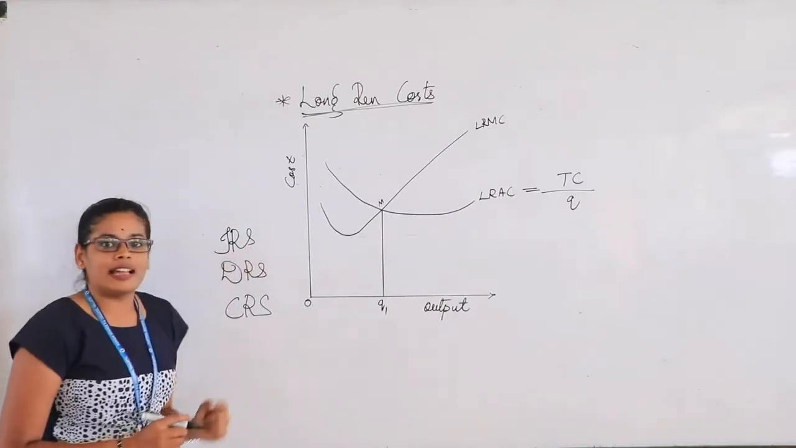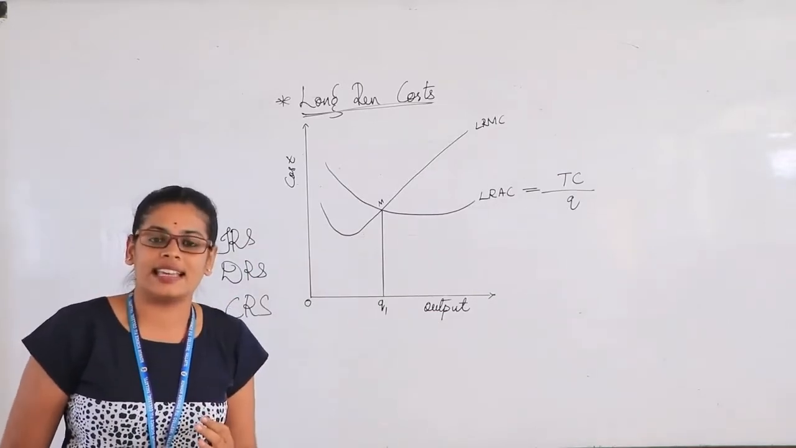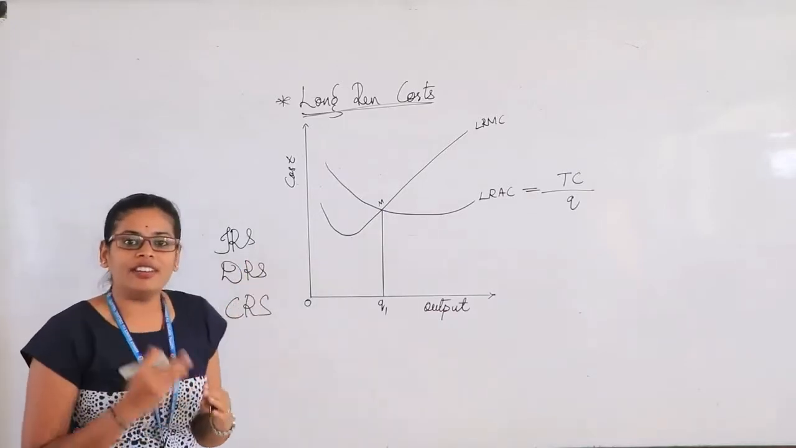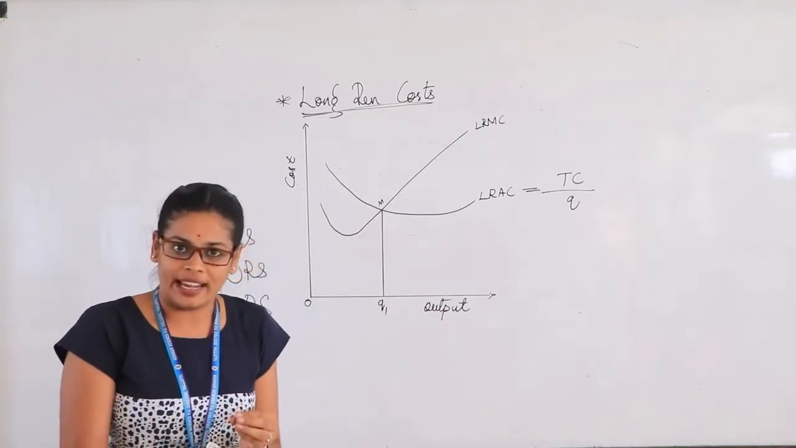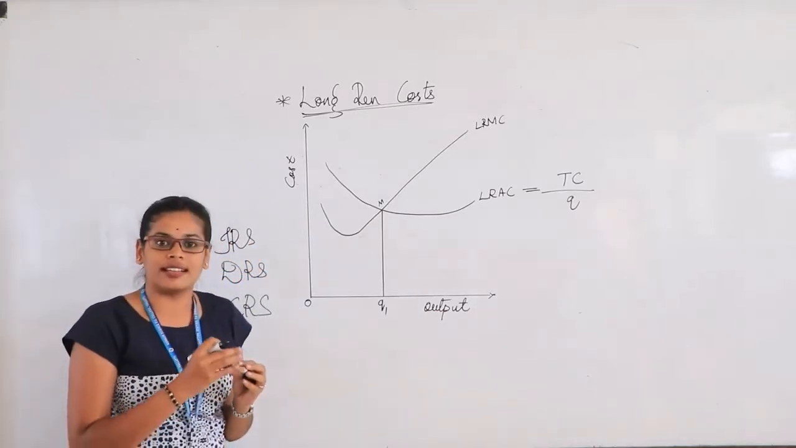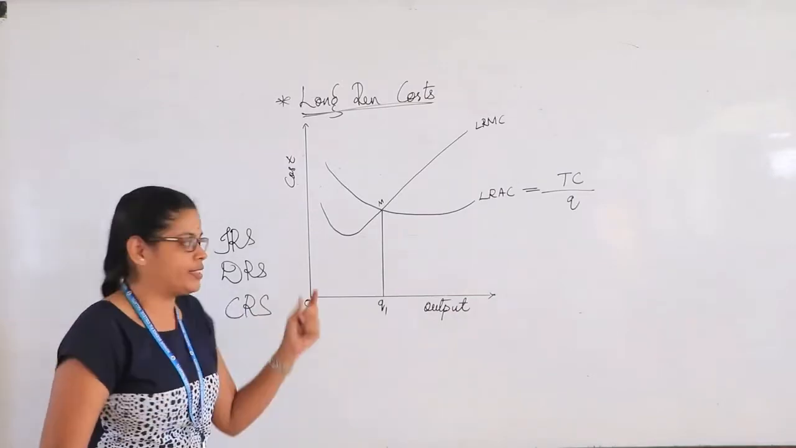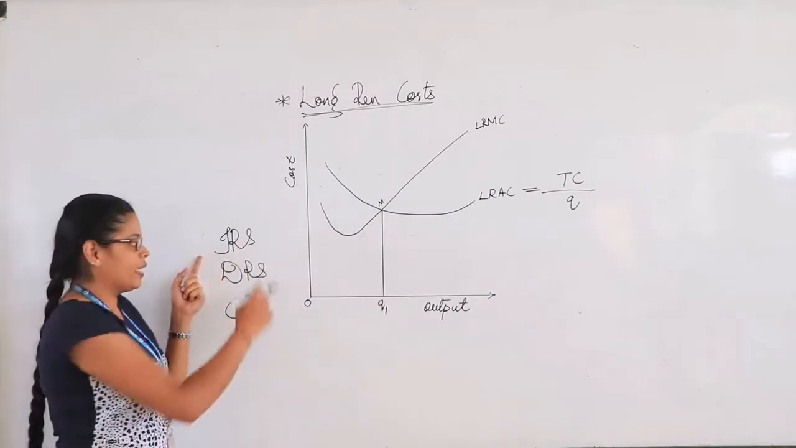Here in increasing returns to scale, what happens? Why do we call it increasing returns to scale? Whatever the proportion of the inputs you are putting in to manufacture a certain output, the output has to be double the inputs. Then we call it IRS, increasing returns to scale.